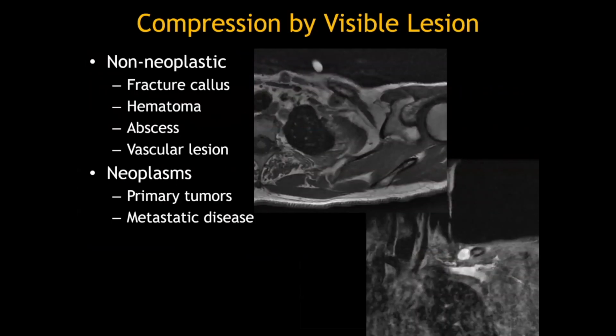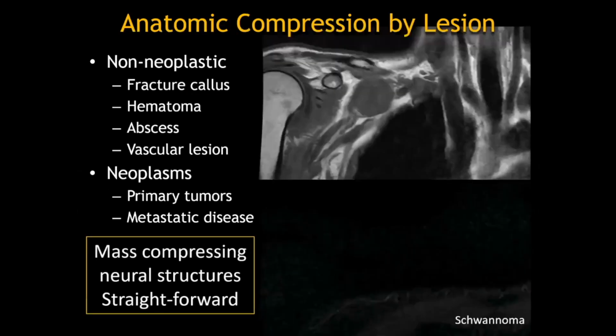Sometimes you can have compression of the brachial plexus by a visible lesion. These can be neoplastic or non-neoplastic. Here's an example of a patient with a very large venous varix that was impinging on the brachial plexus.